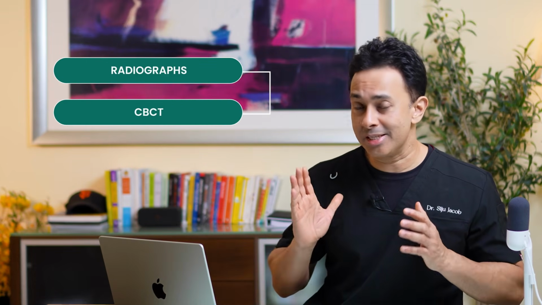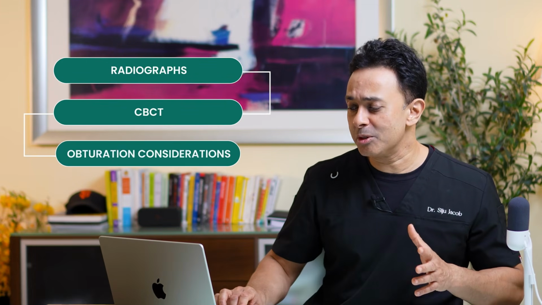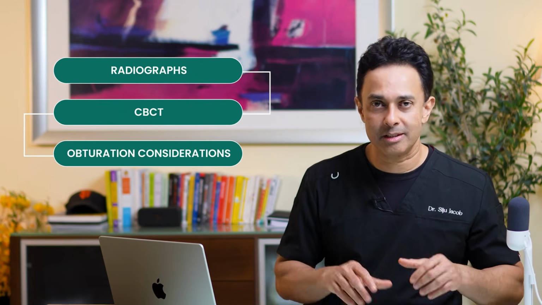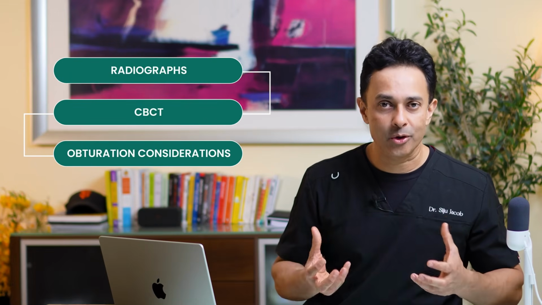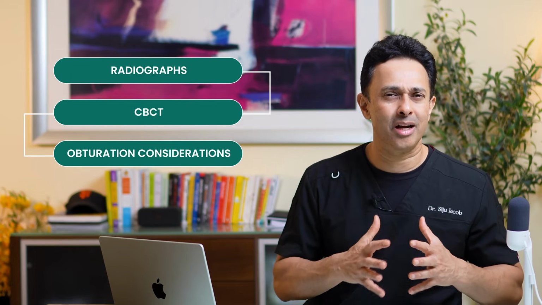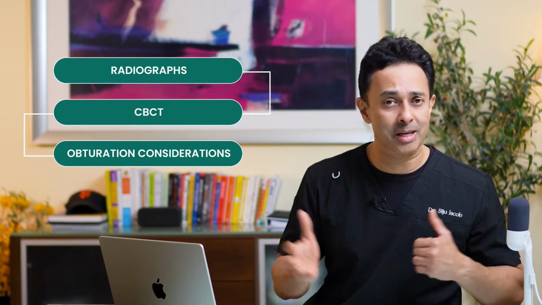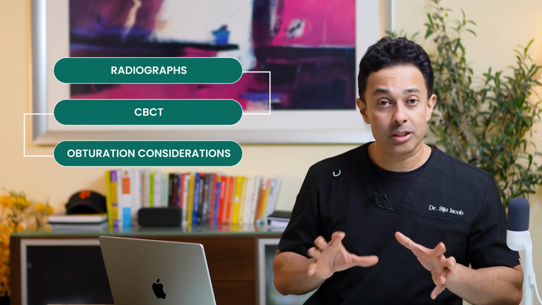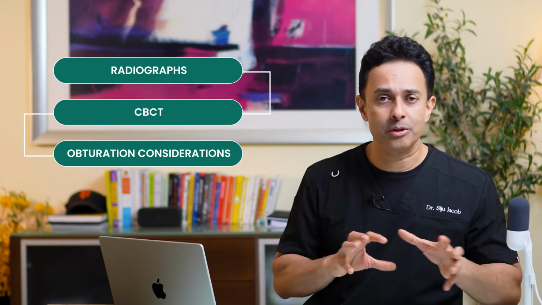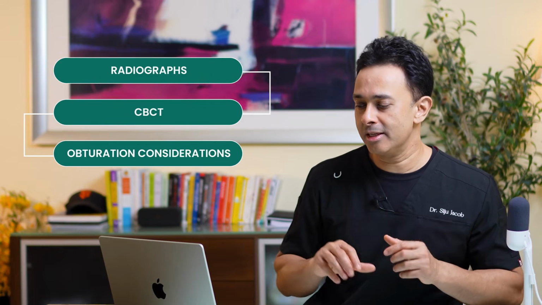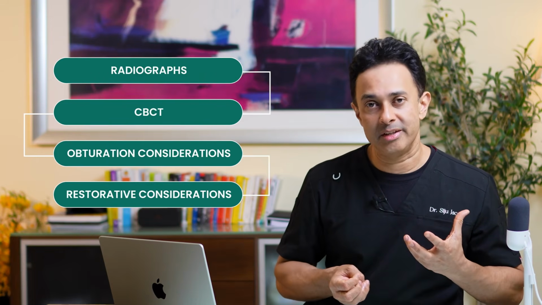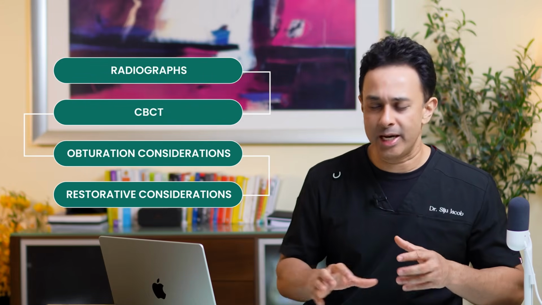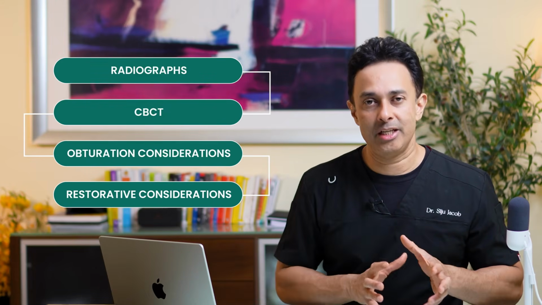First of all is radiographs. Secondly, you can use CBCT. Third, there are some special obturation considerations that you need to take care of when you manage these sort of cases. You can't obturate all of them in the same way that you would obturate a single canal mandibular premolar. So let's look at some of those things, what you need to do when you're obturating these sort of cases. And then finally, restorative considerations as well. So let's look at all these four aspects which can help you manage these sort of cases.